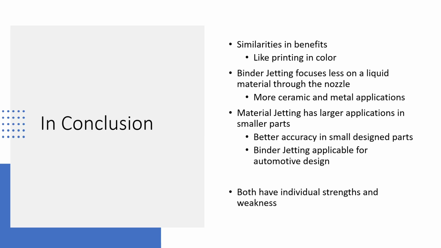However, especially for smaller parts, material jetting is more accurate and has a better finish. The binder jetting process is more suited for ceramic and metal parts. Material jetting uses more polymer materials. Both processes are relatively low cost, low energy, and commonly non-toxic, with the added benefit of being able to print in color. Therefore, both jetting processes demonstrate that, while very similar, they have individual strengths and weaknesses and can be used to create a variety of parts.